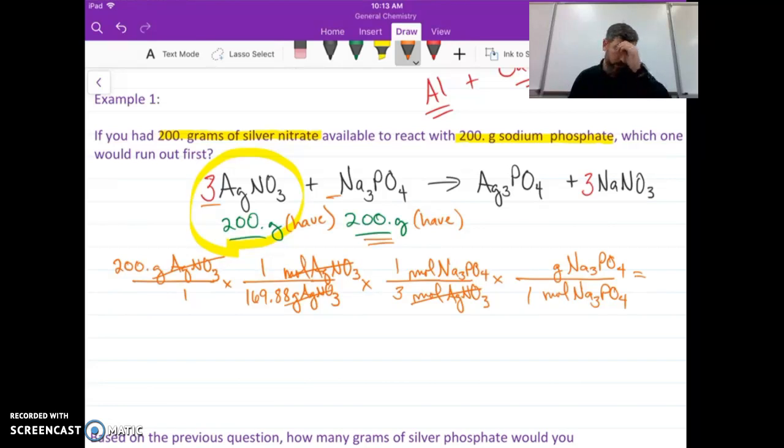So 1 mole is 163.94 grams. And let me get out the calculator, do the math. Let's go ahead and try that. And we get 64.3 grams of sodium phosphate.